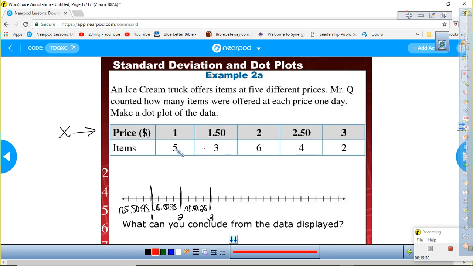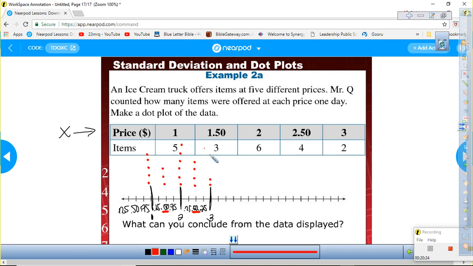For the $1 price, how many? The frequency is 1, 2, 3, 4, 5. For 1.50, it's right here, so it's 3: 1, 2, 3. $2 is at 6: 1, 2, 3, 4, 5, 6. 2.50, which is here, it's 4: 1, 2, 3, 4. For $3, it's 2: 1, 2.